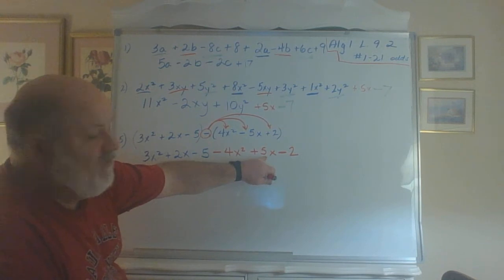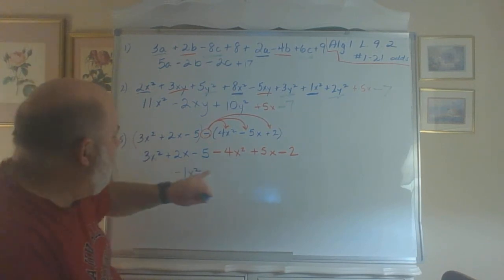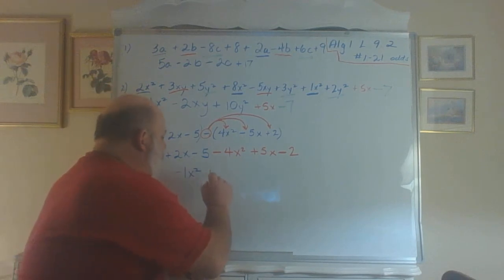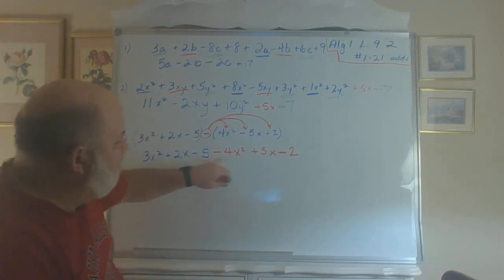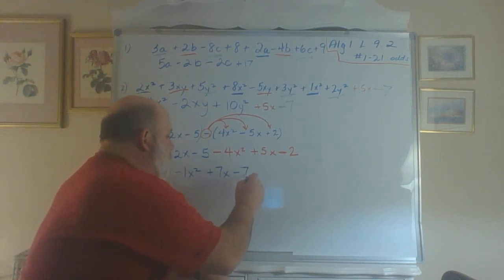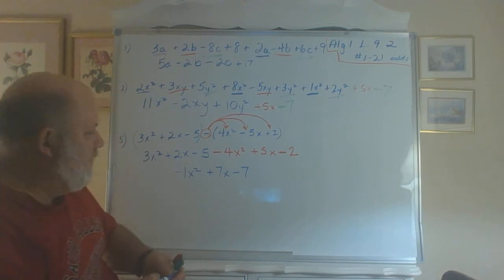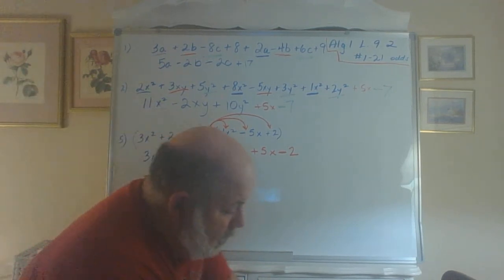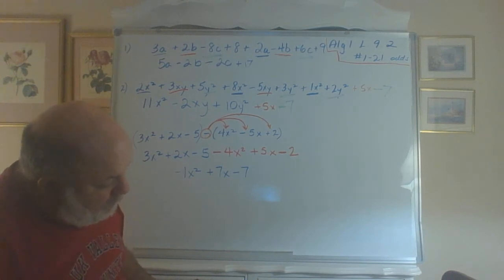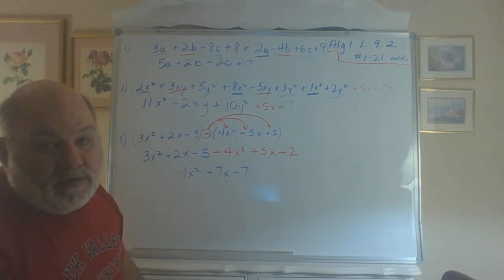2x and 5x, they both have an x. I can add them. This is 2 plus 5. That gives me plus 7x. Negative 5 minus 2 is minus 7. Like that. Let me just look here real quickly, make sure there isn't anything I missed. Nope. More of the same in the other examples.